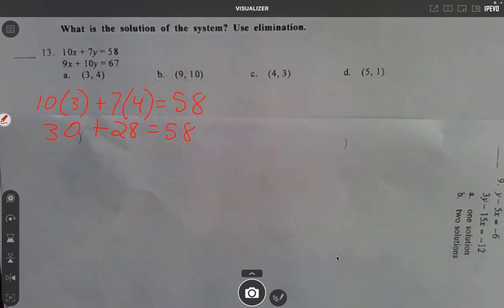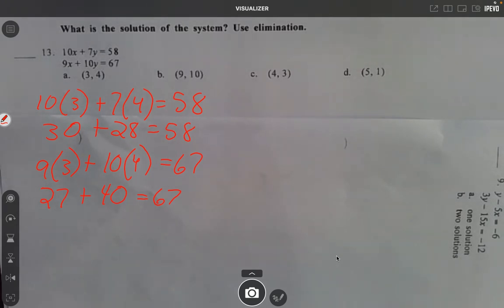It has to work in both. So let's do 9 times 3 and 10 times 4. I'm just plugging in the x and the y right there, and seeing if it's 67. Is 27 plus 30 equal to 67? It does. So is that my answer?